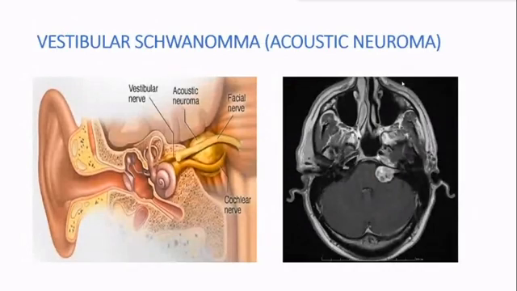So this is vestibular schwannoma, acoustic neuroma, because one of the causes of sensorineural loss is vestibular schwannoma. This is a tumor in the vestibular nerve. This is how it looks like on MRI. It looks like an ice cream cone. The ice cream is the tumor within the cerebellopontine angle, and the cone is the internal auditory meatus.